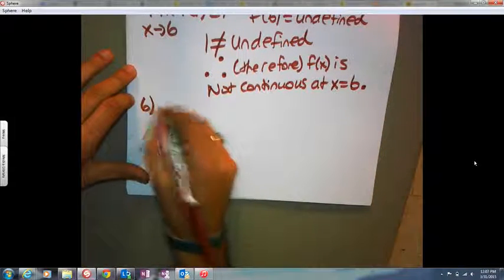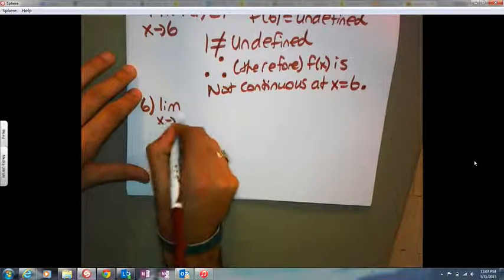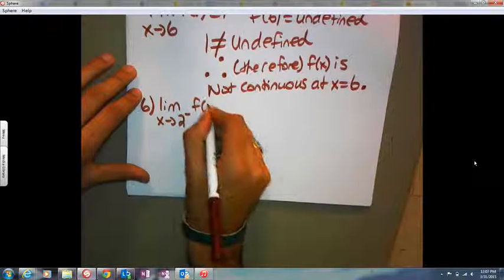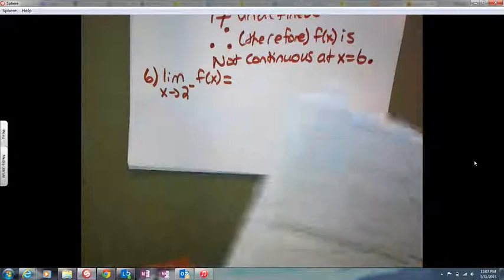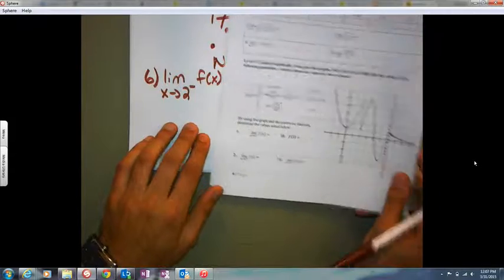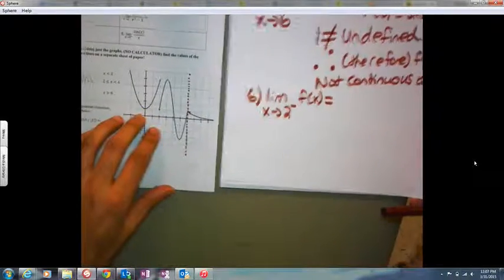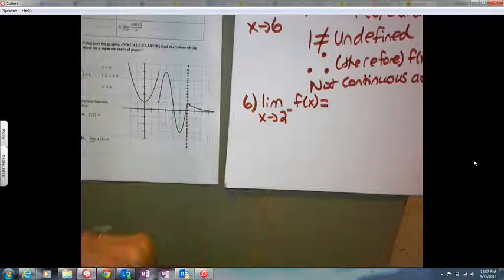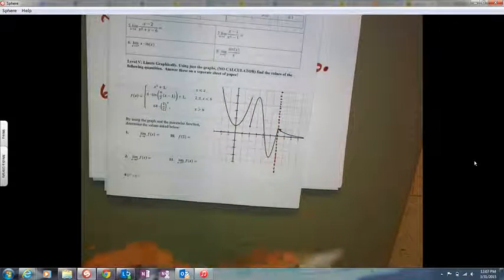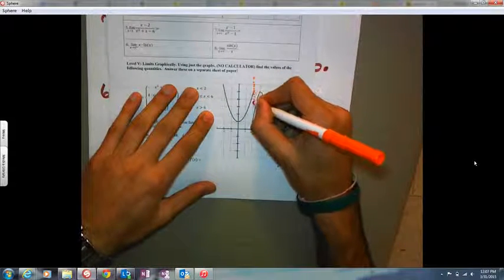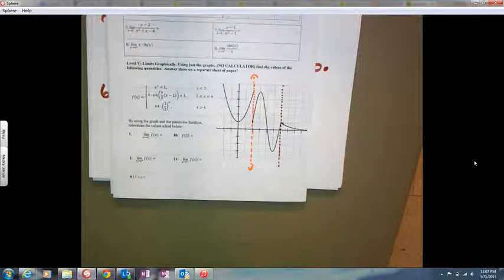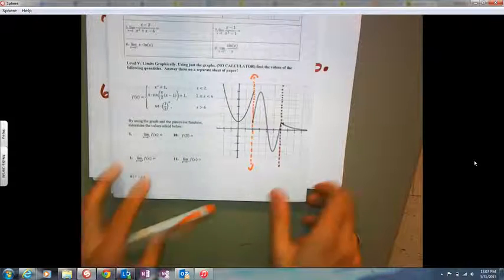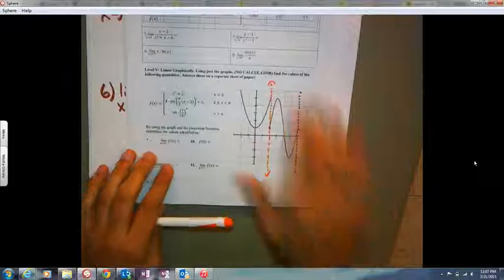We want the limit as x goes to 2 from the left. That's what we want. So here's 2. Draw the wall. And you want to approach this orange line from the left. It says approach from the left. So just don't even care about the right side.